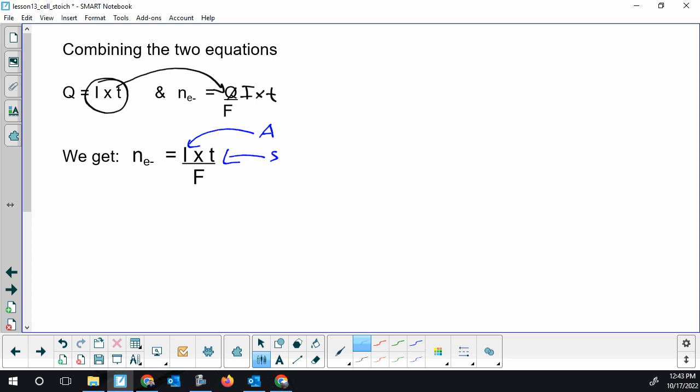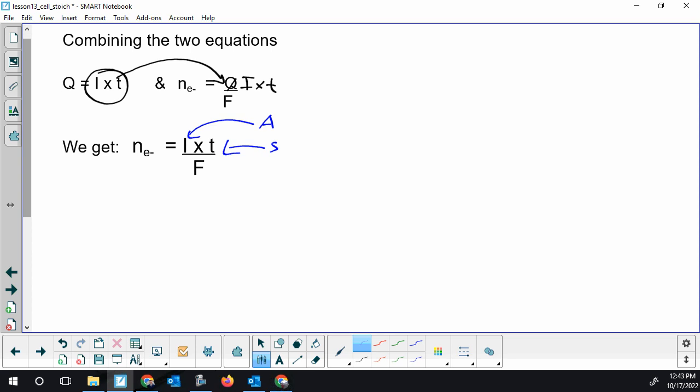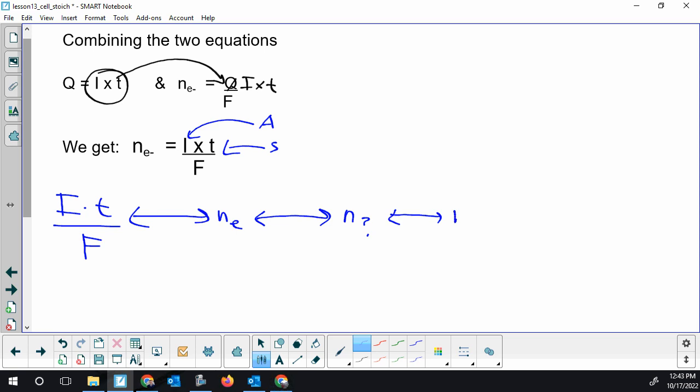So I'm just going to update that plan from the first slide. It's current times time over Faraday's constant. That's what we need to get moles of electrons. Moles of electrons you can turn into moles of what you want, and moles of what you want you can turn to mass of what you want. It will always be pure. It will mostly be a solid.